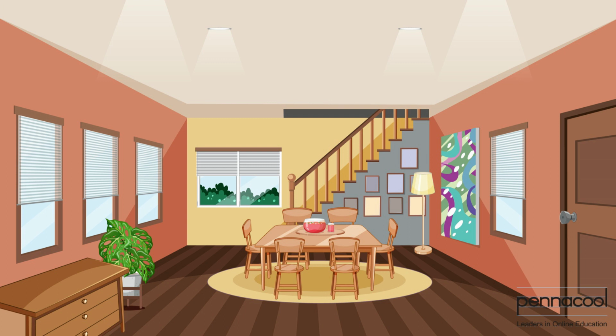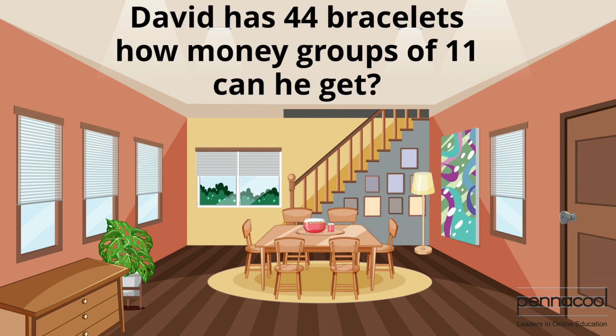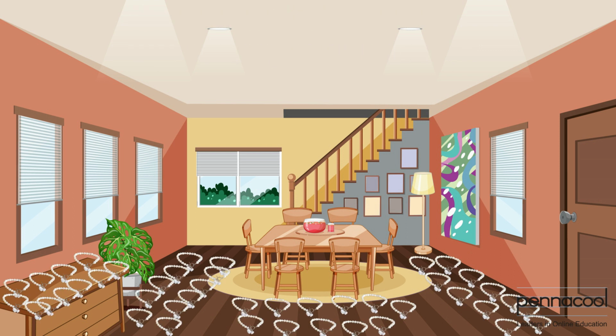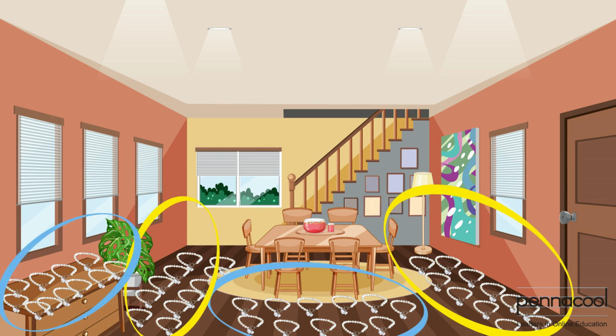For our last question, let's look at a word problem. David has 44 bracelets. How many groups of 11 can he get? Here are our 44 bracelets. Let's count sets of 11 and circle it to see how many we get. Well done!